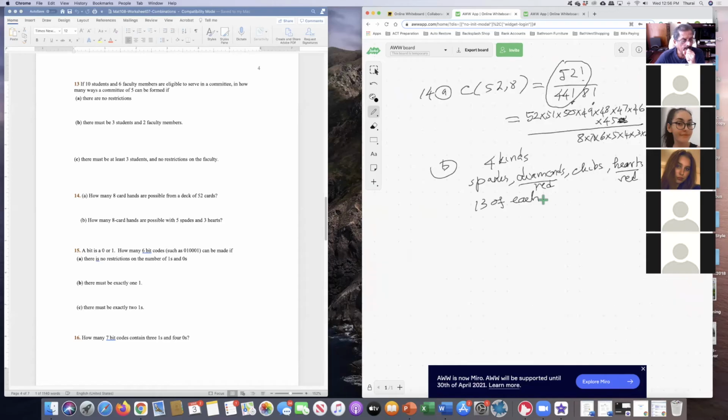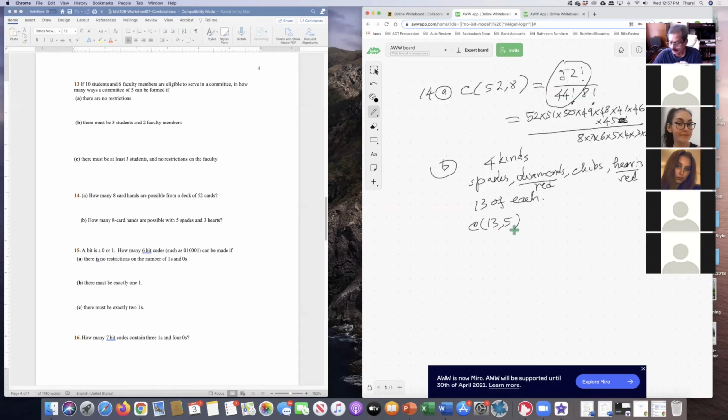So the question here is, how many 8-card hands can be made with 5 spades? So 5 of those 8 cards have to be spades. And how many spades are there? 13. So therefore, the number of ways of choosing the 5 spades will be combination 13, 5. We're just making a hand, so order doesn't matter, and that's why it's combination. C13, 5. That's how many ways there are to select the 5 spades.